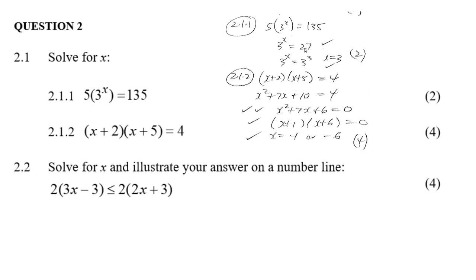We divide by 5. Oh, you get 27. And 27 is 3 cubed. Now, the only way these two things can be equal to each other is if the exponents are equal. So x equals 3. And that's it.